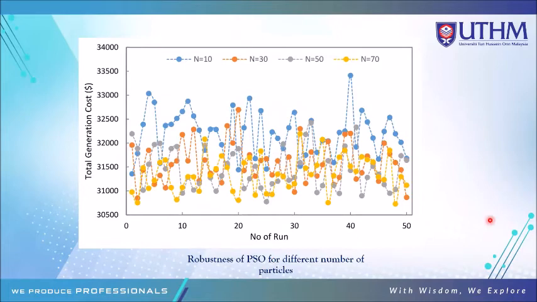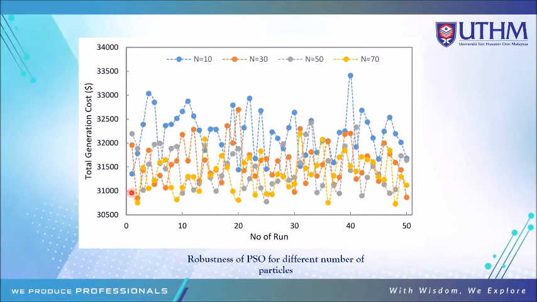Robustness means you try to run the algorithm, let's say within 50 runs. What is the best result that can be obtained by different runs? The robust algorithm can give you the consistent result within the different runs. But in some problems, especially in very complex problems, most of the algorithms cannot give the consistent result. For example, we refer to population size equal to 70, the yellow one. The first run, you get this result.